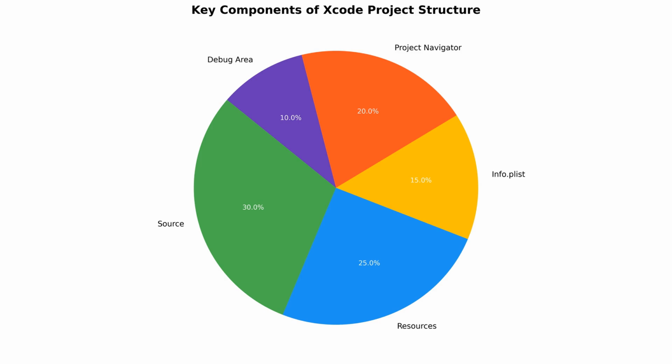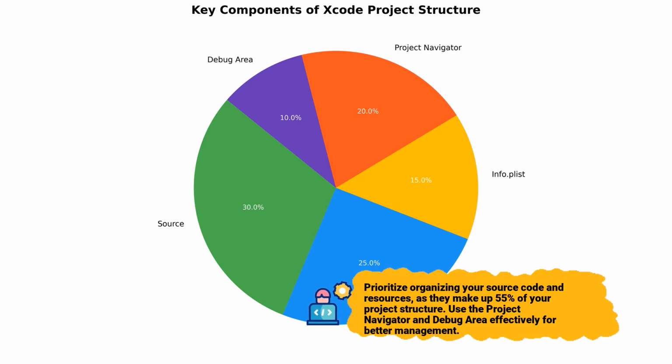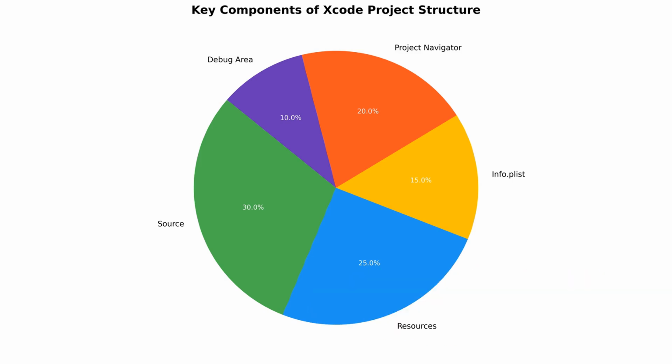The project navigator, sitting at 20%, plays a crucial role in providing access and organization across our code and those resources. On the other hand, we have info.plist at 15%, which represents a significant yet smaller part dedicated to application configuration and metadata. This highlights that while configuration is essential, it's not the mainstay of our daily project activities. And finally, the debug area, which at just 10% is the smallest segment on the chart, suggests that although debugging and runtime inspections are incredibly important tasks, they occupy a lesser portion in our project's perceived structure.